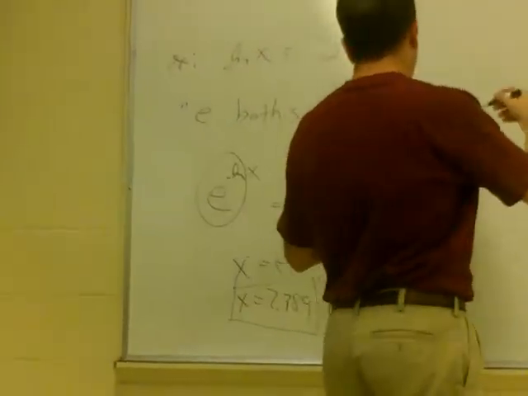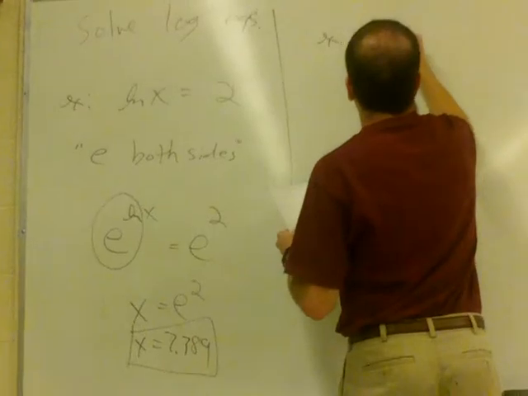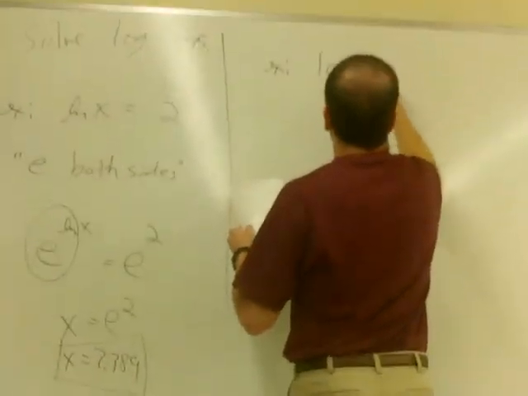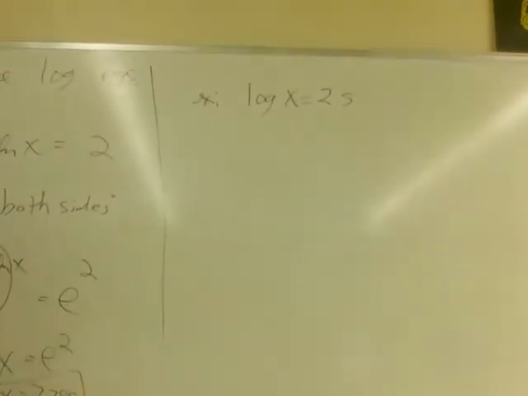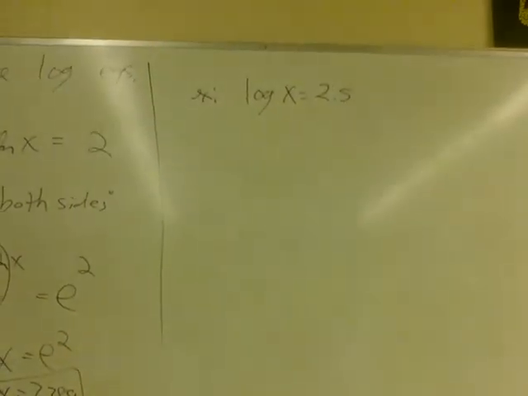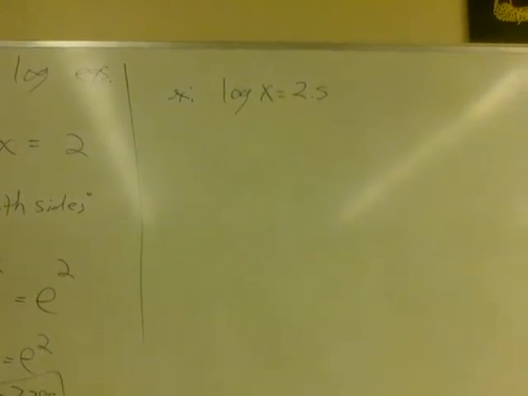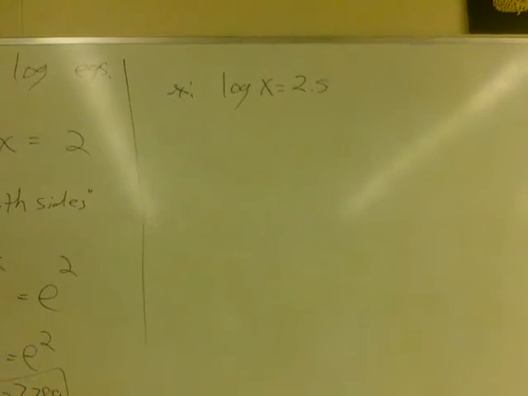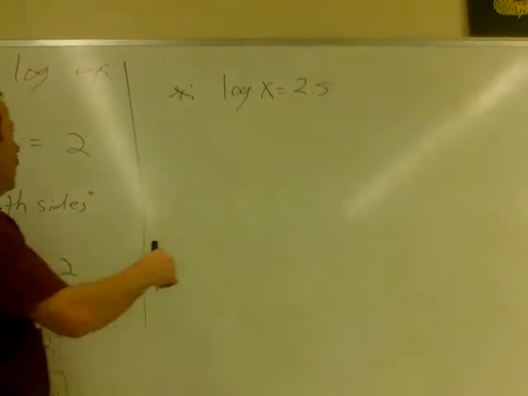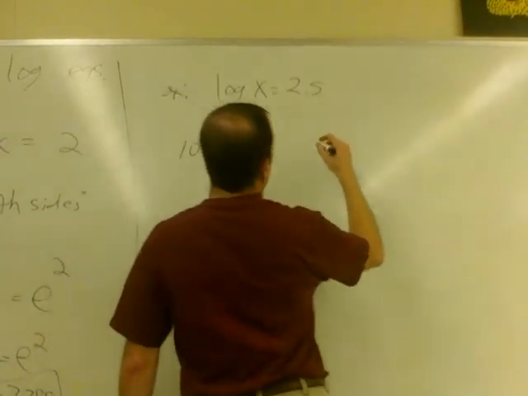All right. So here's another problem. log x equals 2.5. So what's different about this one? It's not natural log, it's regular log, common log. And therefore we need to 10 to the power of both sides.